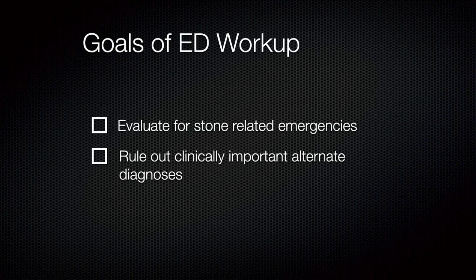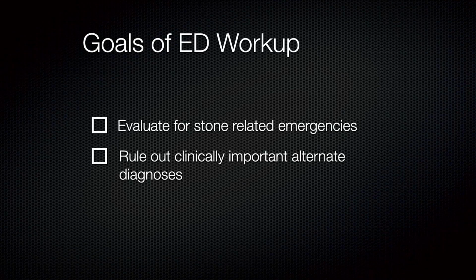And there's really two things, right? Evaluate, once we've identified the stone, for stone-related emergencies, and rule out clinically important alternate diagnoses. So number one is you have a stone, you found it somewhere, it's probably providing some degree of obstruction, right? It's causing their pain, right? Is that stone that's in situ creating problems for the patient?